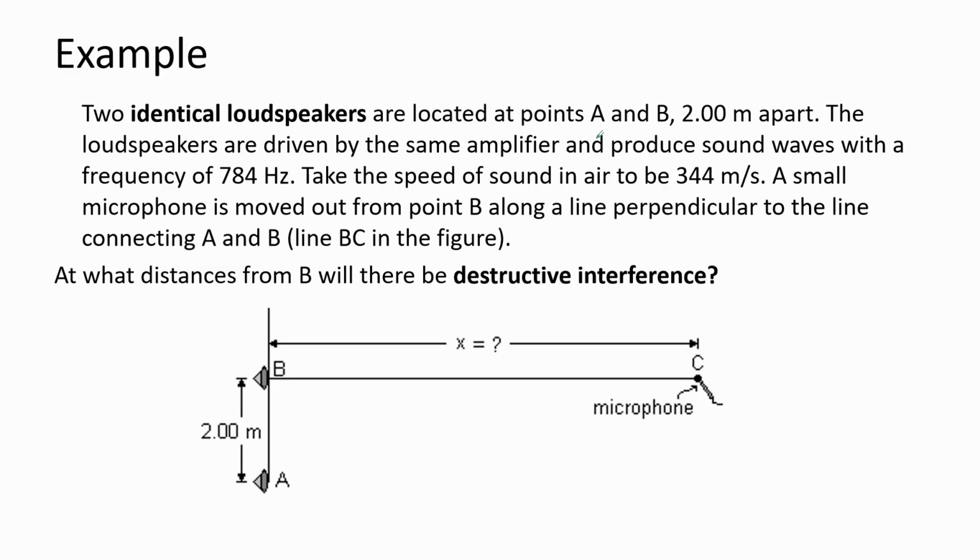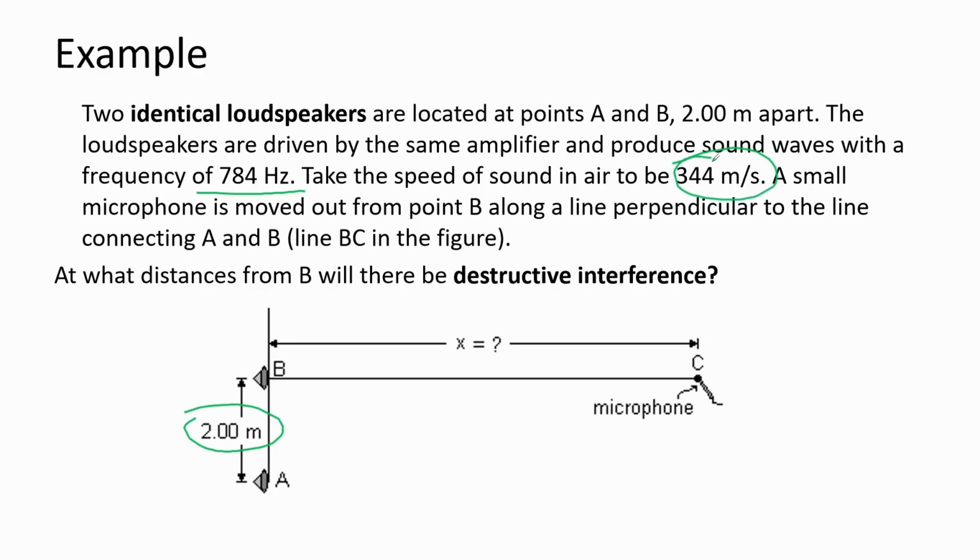Let us look at this example of interference. There are two identical loudspeakers located at points A and B, 2 meters apart. The loudspeakers are driven by the same amplifier and produce sound waves with a frequency of 784 Hz. Take the speed of sound in air to be 344 meters per second.